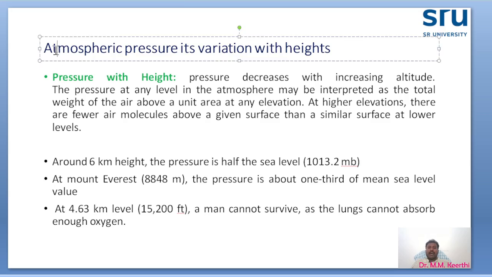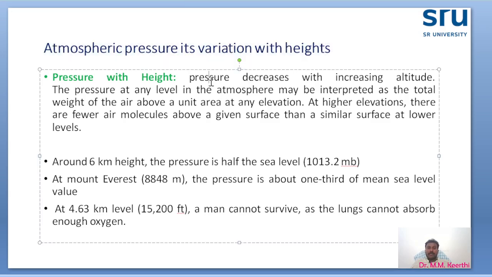How does atmospheric pressure vary at different heights? The atmospheric pressure definitely varies at different heights. Pressure decreases with increasing altitude. That's why when you move to a higher altitude in a hilly area, pressure definitely decreases. The pressure at any level in the atmosphere may be interpreted as the total weight of the air. So based on the weight of the air, this pressure level will be different. At a higher elevation, there are fewer air molecules.